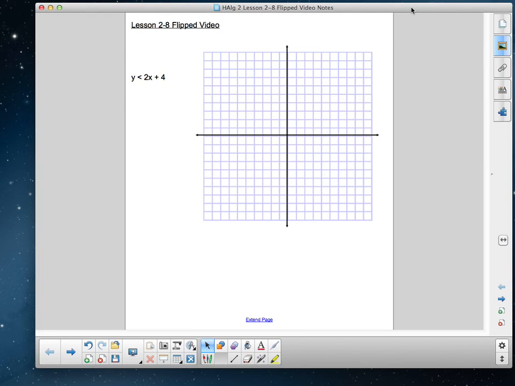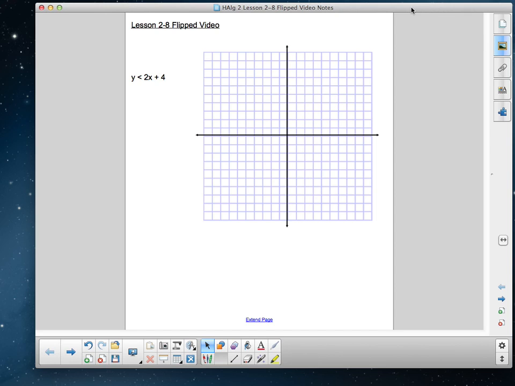Today we're going to be looking at Lesson 2.8, talking about graphing linear inequalities. This is something we did a lot in Algebra 1. We're just going to cover it real quick, get the review out of the way, so again tomorrow we can kind of start doing some problems, figuring some other stuff out.